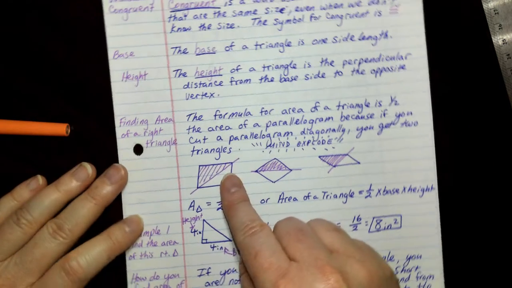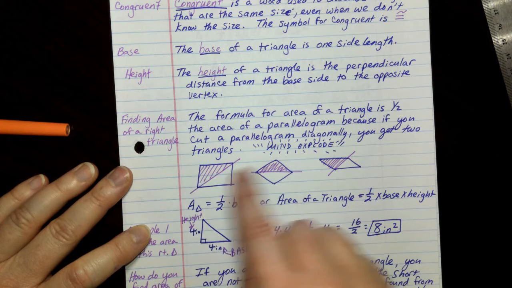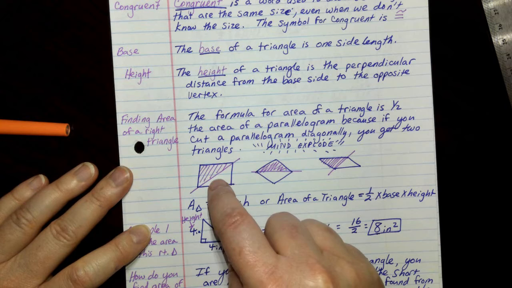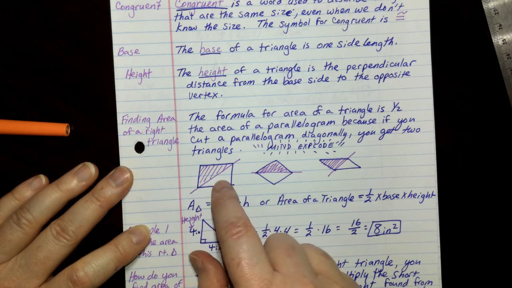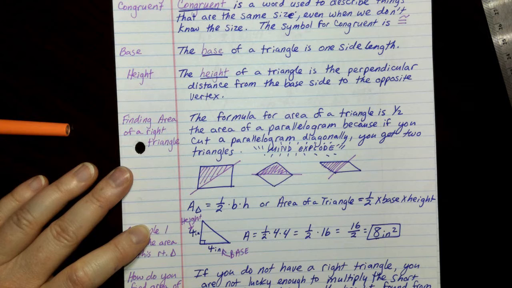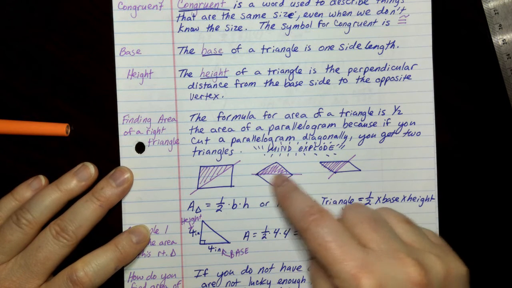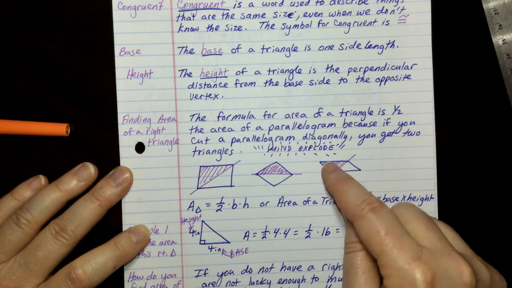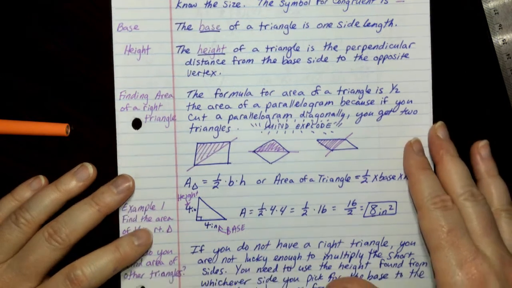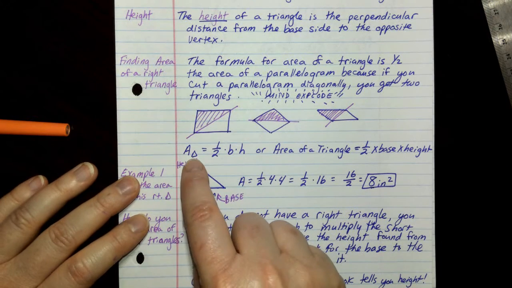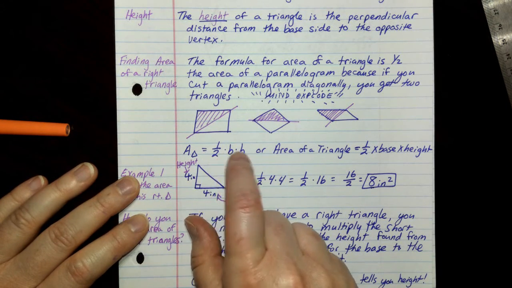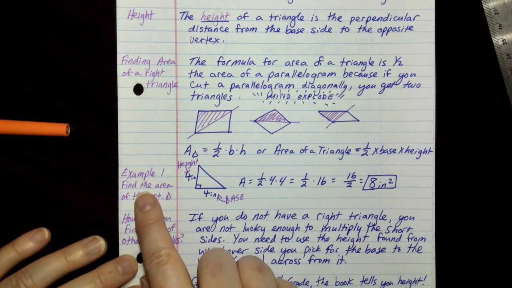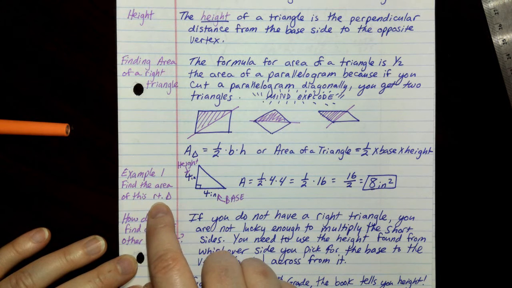So I'm just showing right here some rectangles or parallelograms, and I cut them in half. And so this shaded part is the same size as the other shaded part. Area, split in half, gives me a triangle area. Area of a parallelogram, cut in half, is the area of a triangle. So area of a triangle is 1/2 of the base times the height, or the area of a triangle is 1/2 base times height.